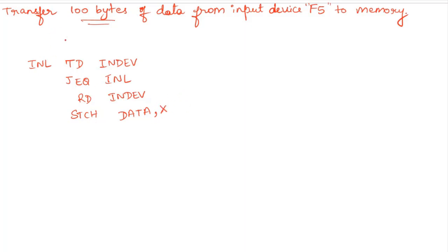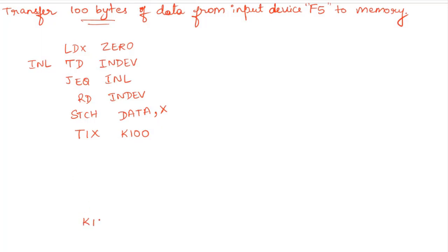What is this X value? Initially it should be loaded with 0. Then what do I have to do? I have to increment this X value. Along with incrementing, I also have to make sure I have not crossed 100 bytes. Both operations can be combined in a single instruction. What is that instruction called? If you have watched my previous video, you will know there is an instruction called TIX, which will perform two operations. It will increment the value of X by 1. Along with that, it will also compare the value with the variable specified.